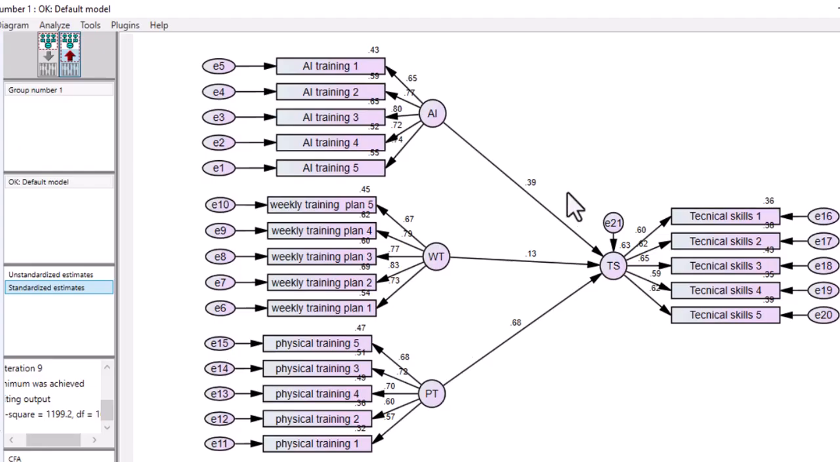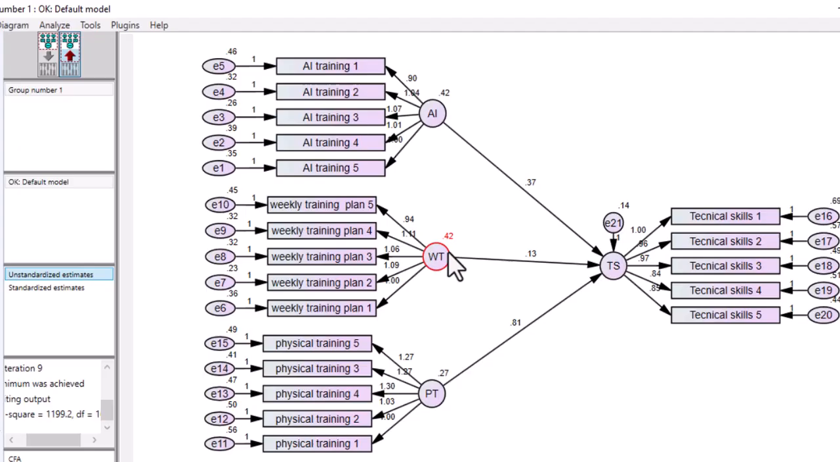So this is our model, which has already been conducted. The results have already been obtained, and you want to see how we interpret these results. If we first look at this model, we can see that the effect of AI on TS, the regression weight here, is 0.37. That is below 0.5, which means that it is quite low.